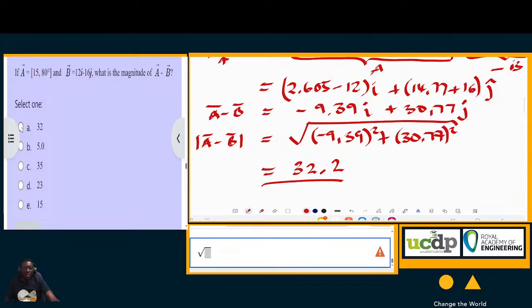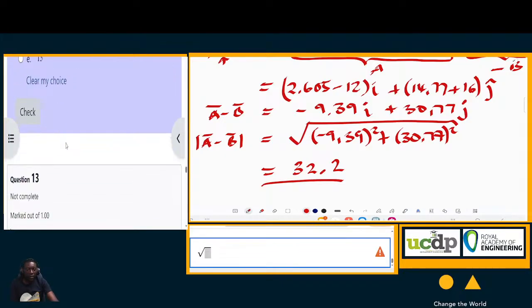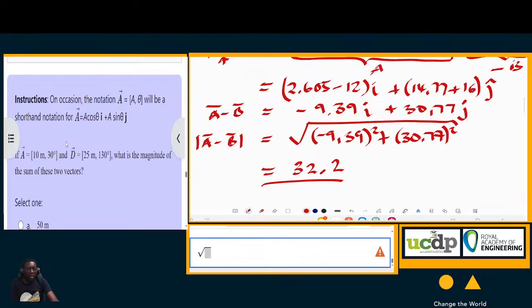So our answer should be A, B, C, D, E. Which one? A. 32A. That's A. So we'll choose A there. Okay, that's perfect. So far, so good. Similar question, maybe a bit different.